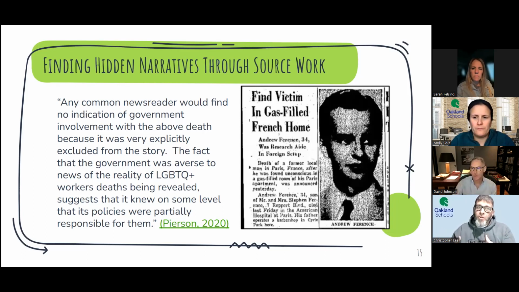And then you maybe reveal another source which shows that the State Department tried to cover up this death. Well, why might they try and cover it up? What was going on there? And so we really think that a slow, step-by-step, source-by-source reveal might be one way to begin talking about these hidden narratives and the different stories that sources tell about the same event.